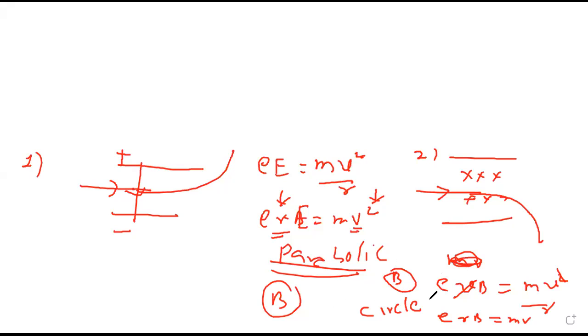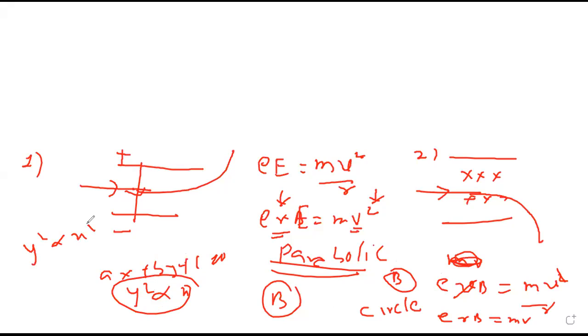Just write these points. Can you explain the second one again? See what we are doing, how we analyze a graph. If it is AX plus BY plus C type, then it is a straight line. If it is Y square proportional to X or X square proportional to Y, then parabola. If it is Y square proportional to X square type, then circle, or it can be an ellipse also. And if it is XY equals constant, then it is called a rectangular hyperbola.